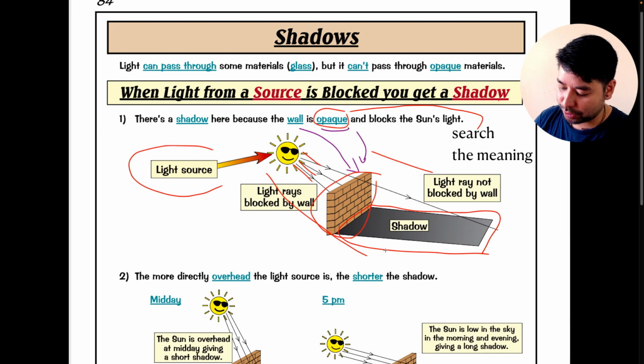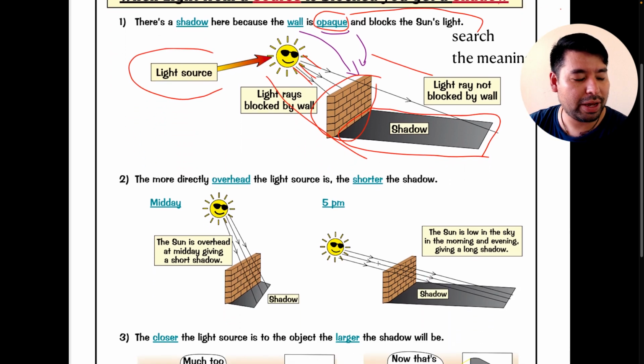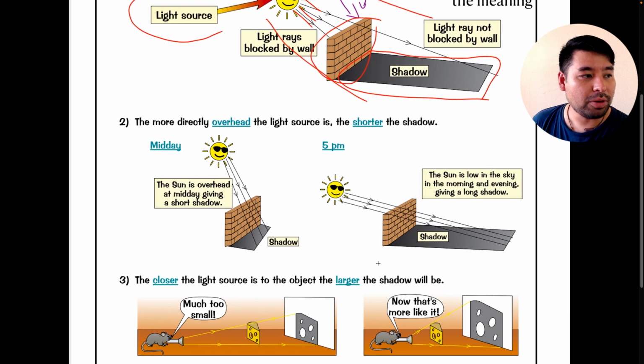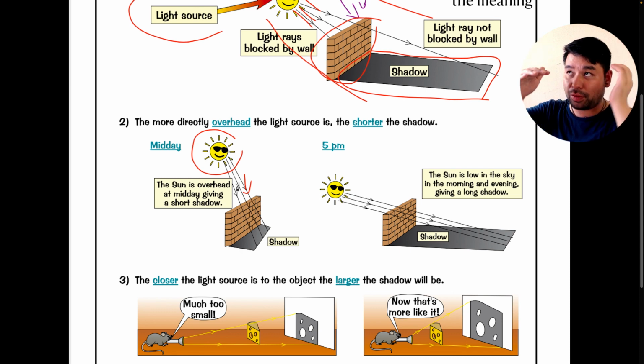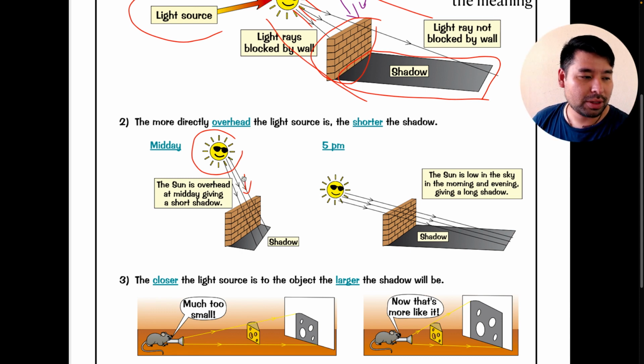So moving on, let's continue. Going down here, we have number two. The more directly overhead the light source is, the shorter the shadow. Overhead means it is over the top of the blocking material. That's why overhead: if you have a head, like our head, it's over, like on top. So it's more vertical, let's say, with the wall in this case. So the shorter the shadow will be.